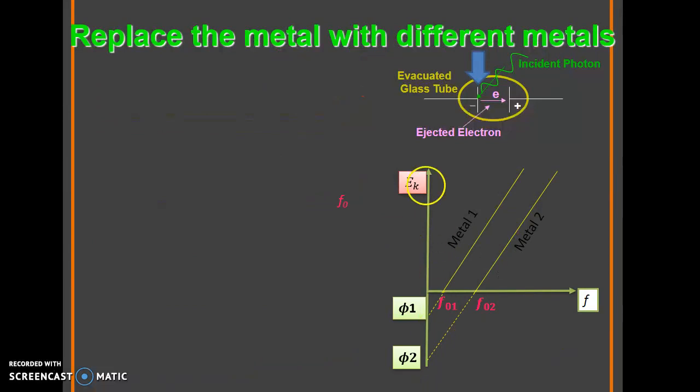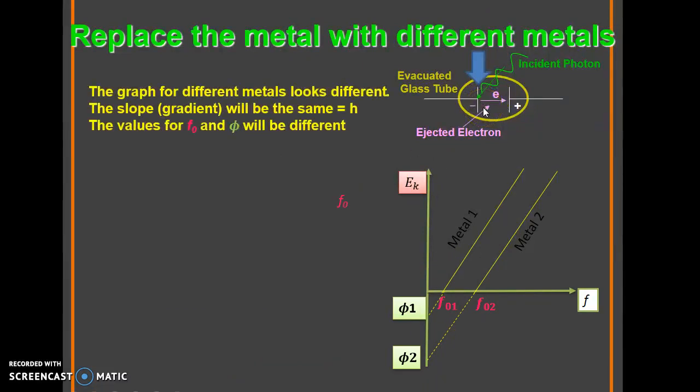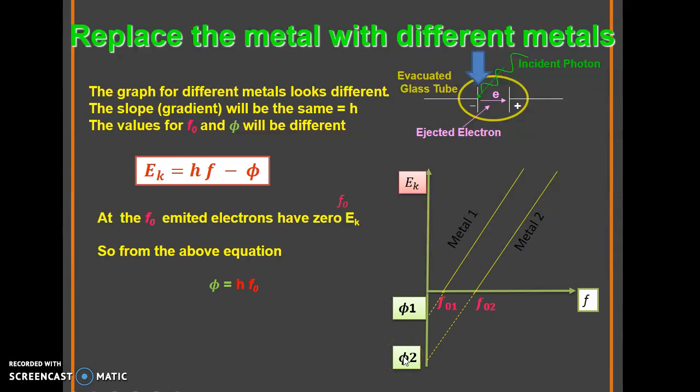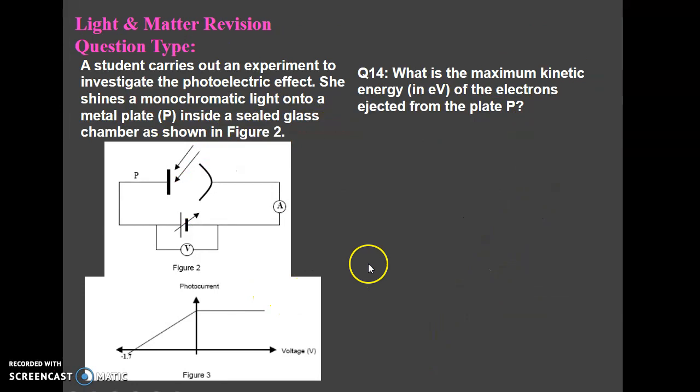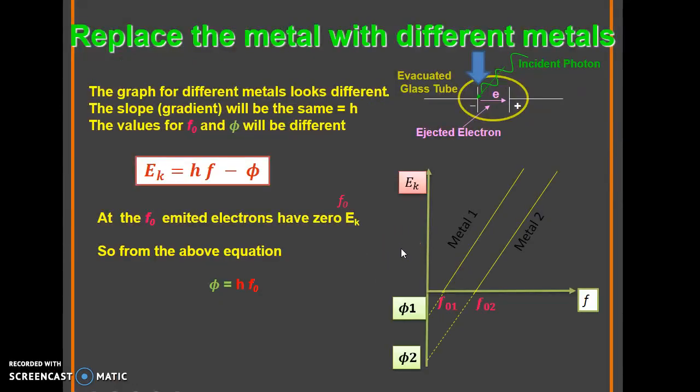If we replace the metal with different metals, so this plate over here, then the graph for different metals looks different, but the slope is the same, which is h, and only the values for the threshold frequency and the work function will be different. And also remember that at this point, f0, or threshold frequency, the emitted electrons will have no kinetic energy, and so we can rearrange that equation where EK is equal to 0. We can rearrange it so that we can find the relationship between the work function and the threshold frequency. That's it. You can do the questions from the slide.